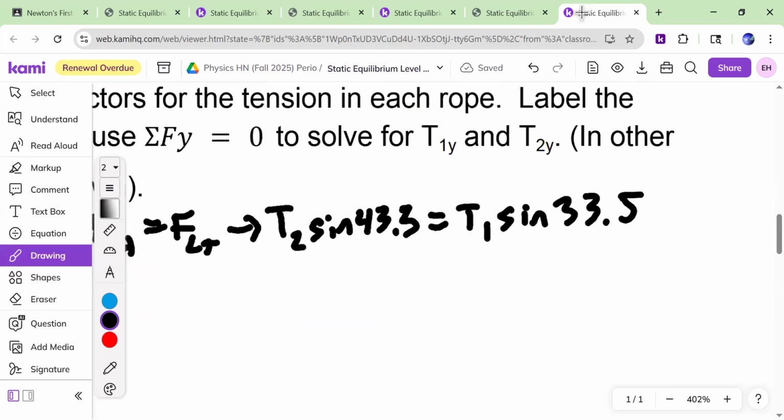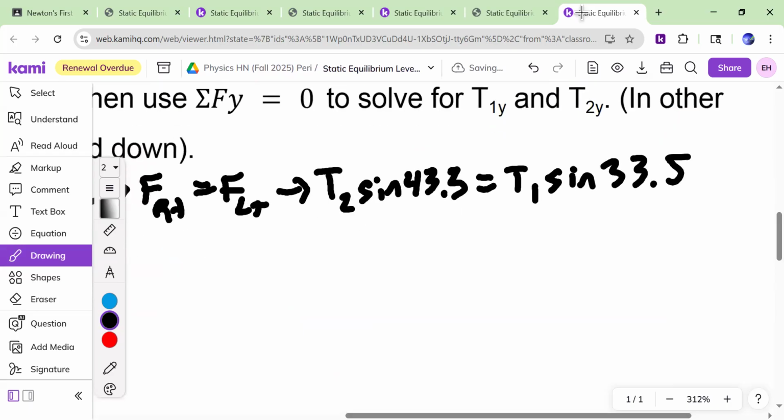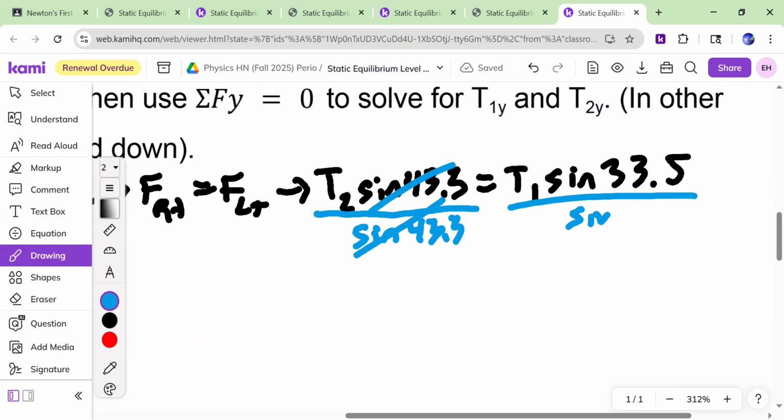Okay, just like that. Now, before I continue with vertical forces, I'm going to pick a variable to solve for. All right. Now, in this case, I'm going to solve for T2. I can do that by dividing by sine of 43.3 because that will help me get T2 by itself. So let's do that.